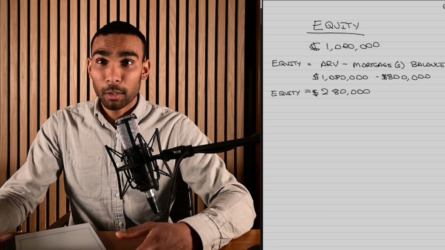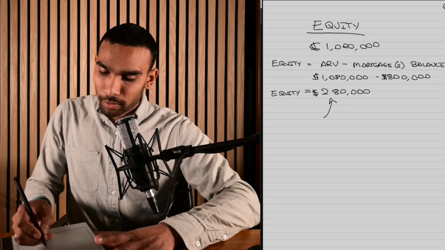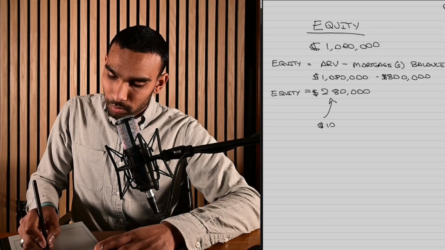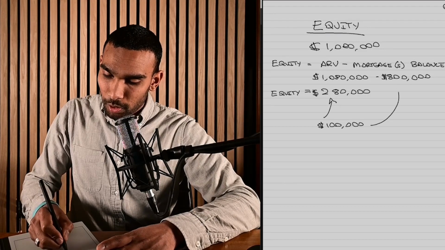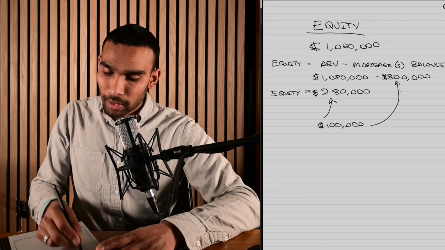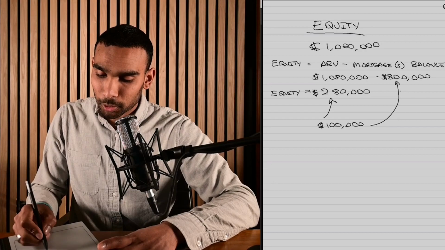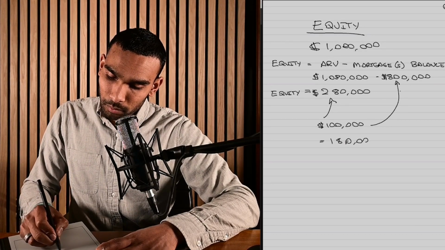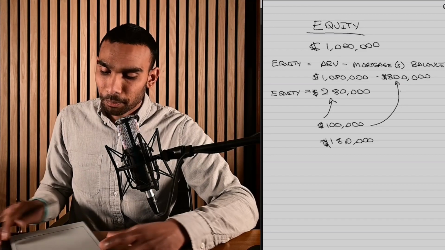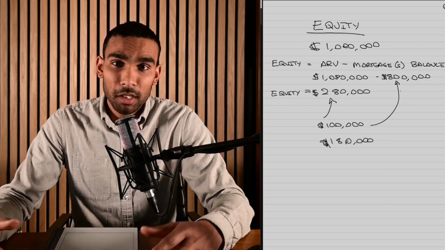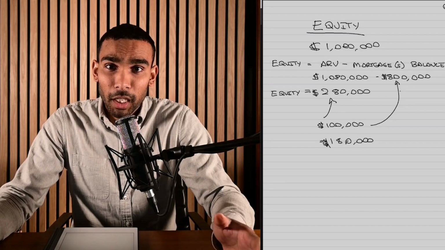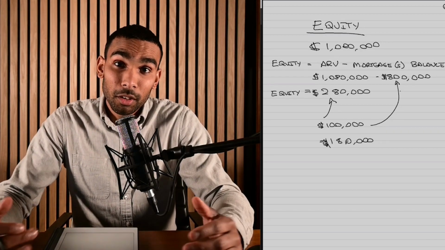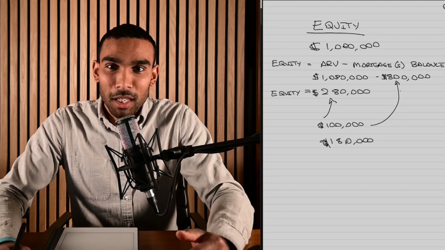Now, let's say we're able to get a line of credit for $100,000, and we used it. Then $100,000 plus $800,000 is $900,000, and that's going to give us $180,000, right? So as you can see, that's how equity works. It's essentially the ARV minus the loan balance, and that's what you could add to your net worth. I'll see you guys on the next one.